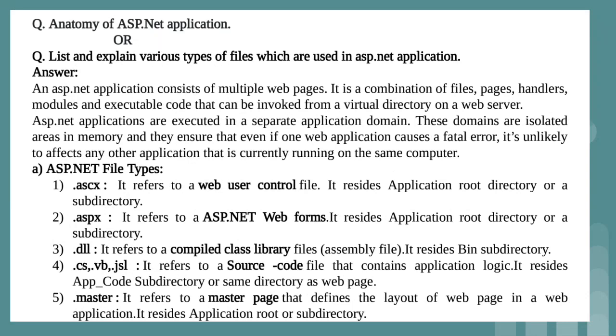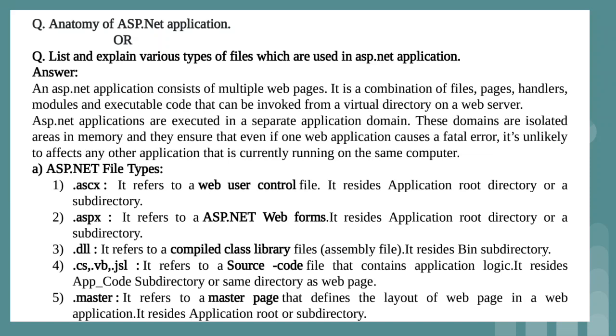So the second type of question is: list and explain various types of files which are used in an ASP.NET application. Basically, an ASP.NET application consists of multiple web pages, and web pages contain a combination of files, pages, handlers, modules, and executable code that can be invoked from a virtual directory on a web server. We have two sections in the anatomy. If you have anatomy, then you have to explain ASP.NET file types, and there is one more point.